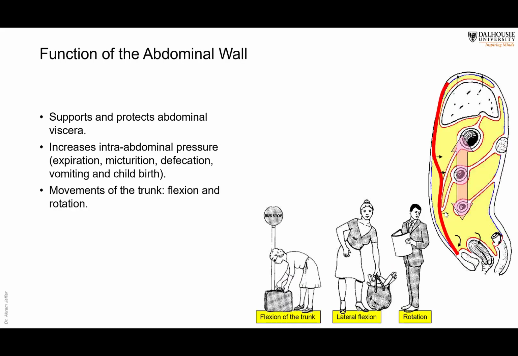The function of these muscles is that they support the abdominal contents, and most important, they increase intra-abdominal pressure. This increase is required for many purposes. For example, it is required for a forceful expiration. It is required for micturition, defecation, and childbirth. So they increase intra-abdominal pressure by their contraction, and they also move the trunk.